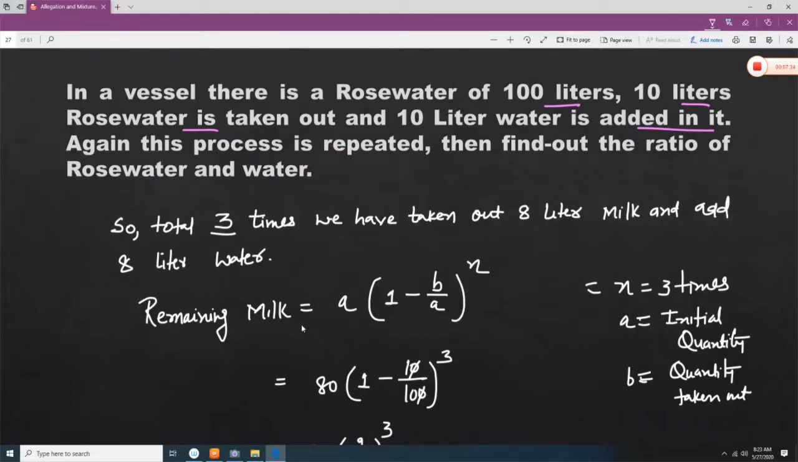It is added into it. Again this process is repeated twice. So the number of times the rose water is taken out is 3 times. So here n is equal to 3, and you have to apply this equation: A into (1 minus B divided by A) raised to n.